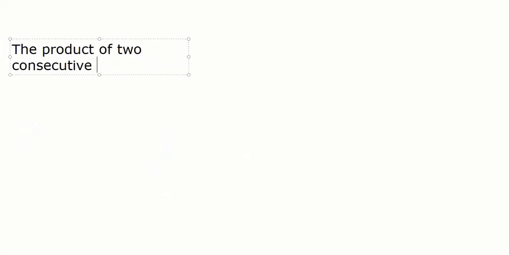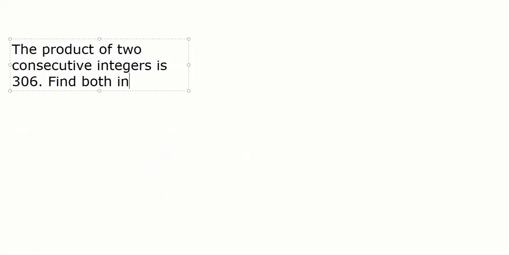Now, how to form a quadratic using a word problem? I'll give a simple problem. We will say the product of two consecutive integers is 306. Find both integers. I'll not solve this question, we'll form the equation.